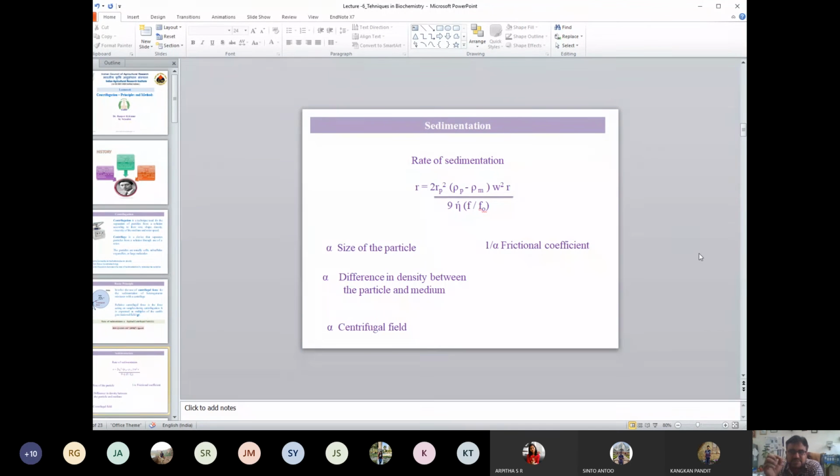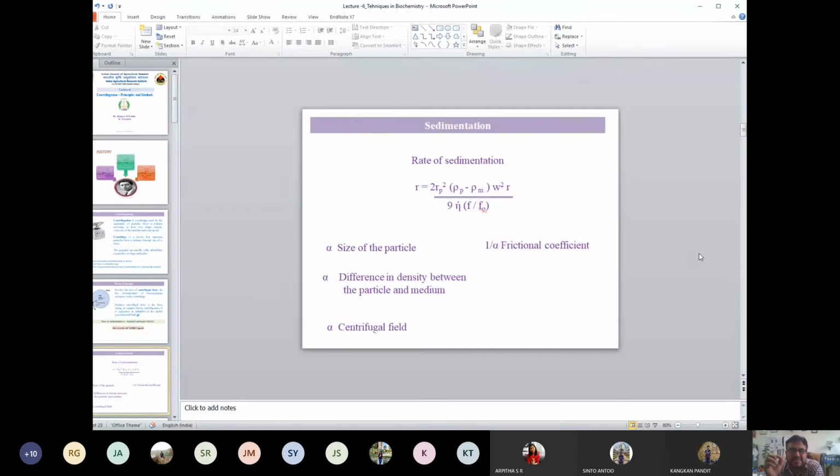Then next, there is a bracket where I have written rho p minus rho m. This rho p is basically the density of the particle which we are going to separate. Rho m is the density of the medium which you are going to use.